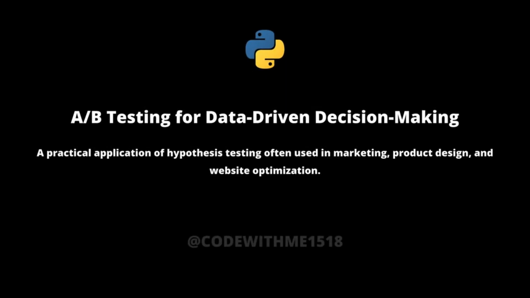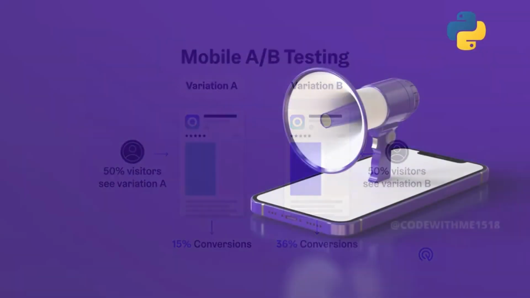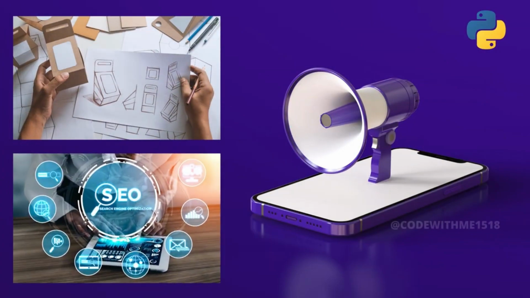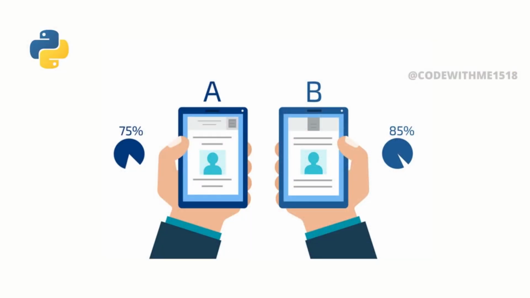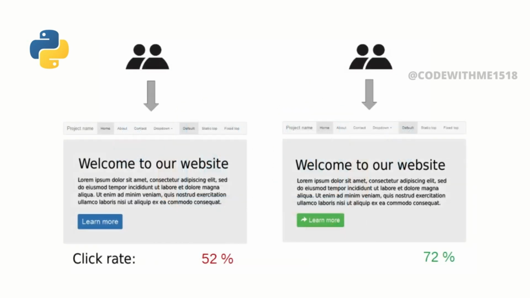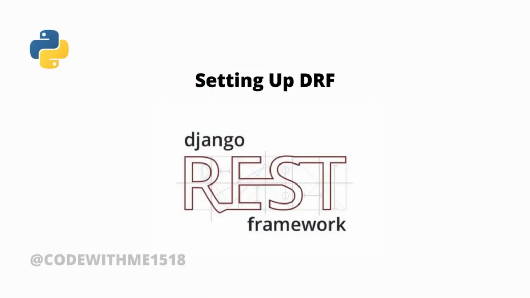Lastly, let's talk about A/B testing, a practical application of hypothesis testing often used in marketing, product design, and website optimization. In an A/B test, you compare two versions of something to see which one performs better. For example, you might test two versions of a landing page to see which one generates more signups. The Z-test in this example helps you determine whether the difference in conversion rates between version A and version B is statistically significant.